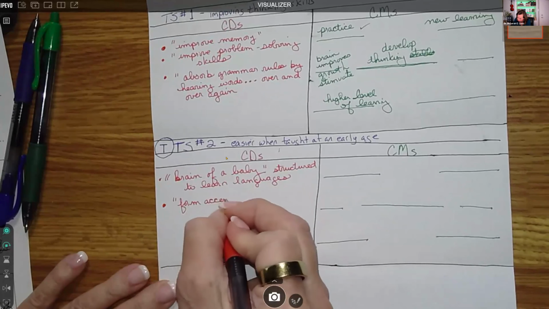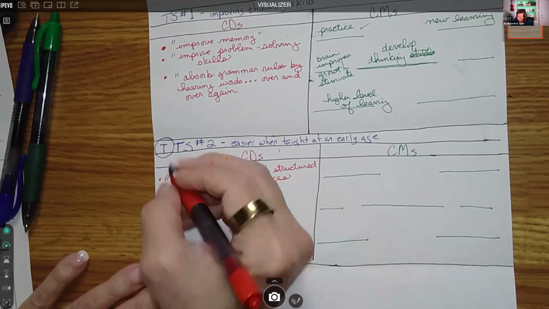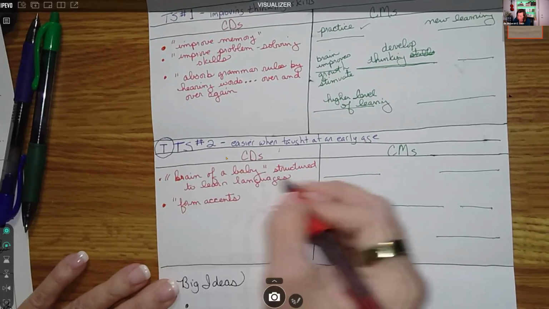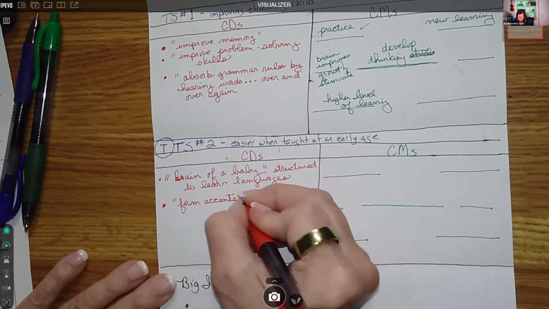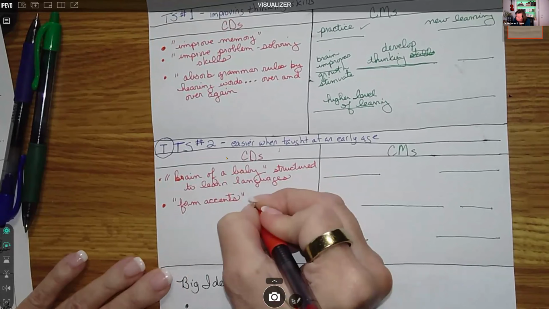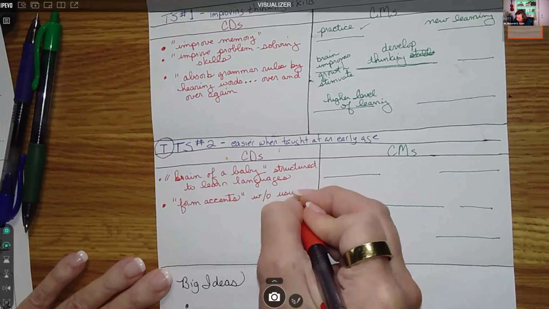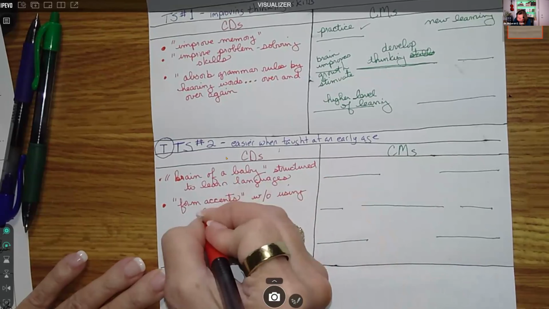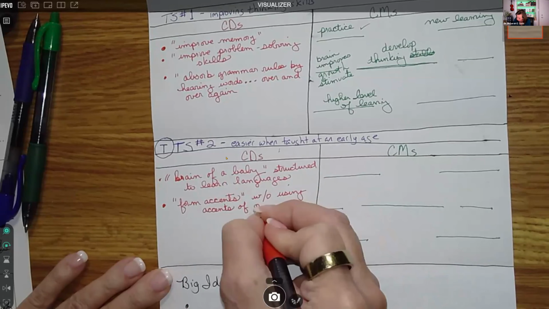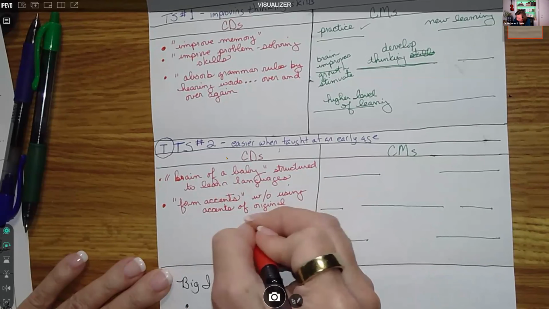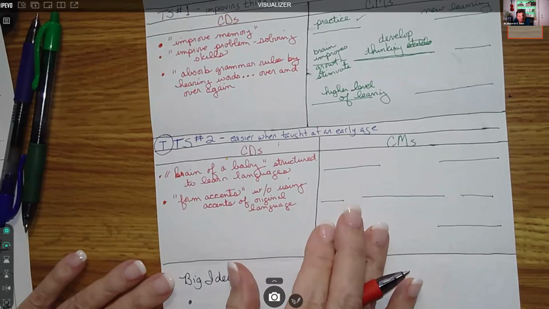See, I just go back into my notes and I say, okay, what do they do when they're young? Well, when they're young, the brain is developed to learn languages, and this idea that they form accents without using accents of the original language. I wrote that in my notes. So that was about being taught early.